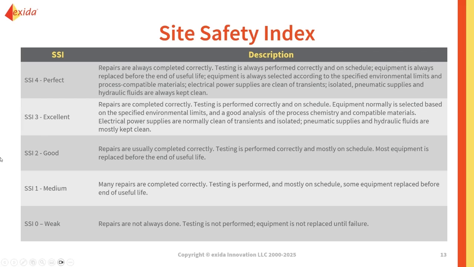We find that on average, people are at SSI 2, and so that's our default, where repairs are usually completed correctly, testing is performed correctly and mostly on schedule. Most equipment is replaced before the end of the useful life. This is a little different than perfect, where everything is always completed correctly. Testing is always performed correctly and on schedule. Equipment is always replaced before the end of the useful life.